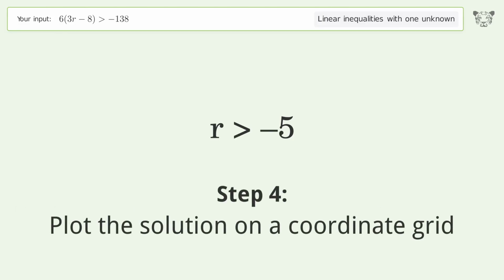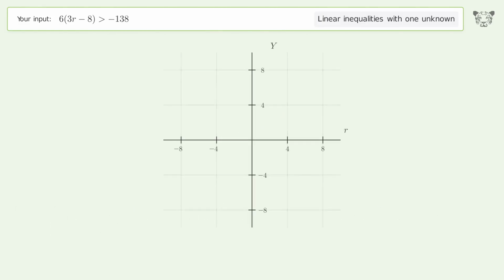Plot the solution on a coordinate grid. And so the final result is r greater than -5.